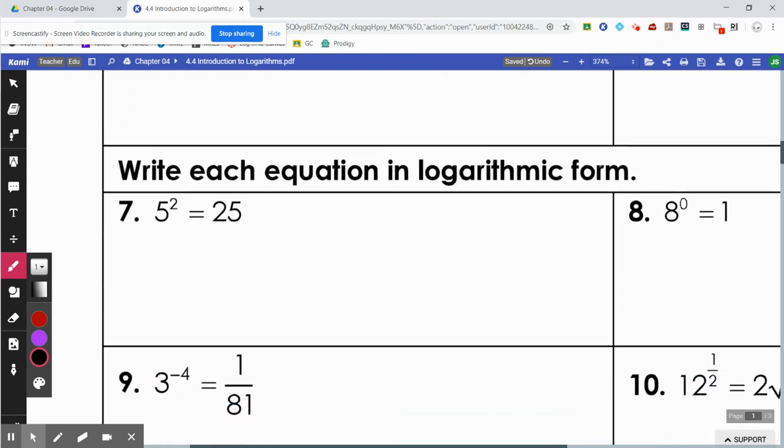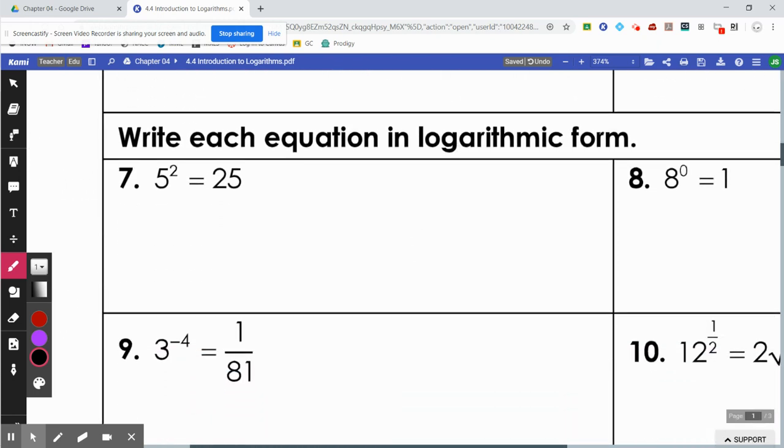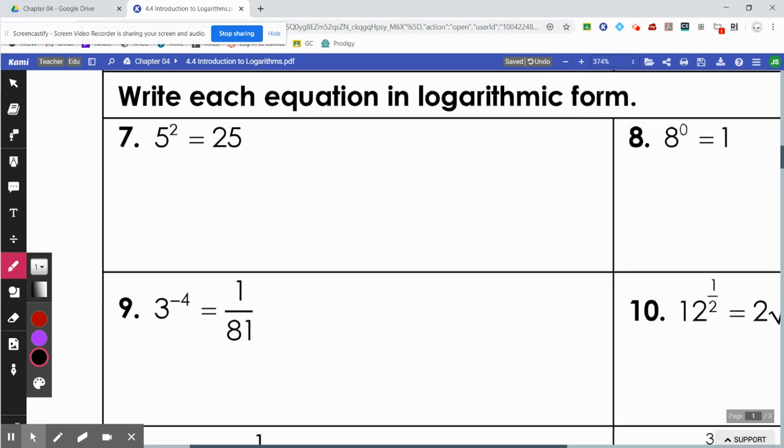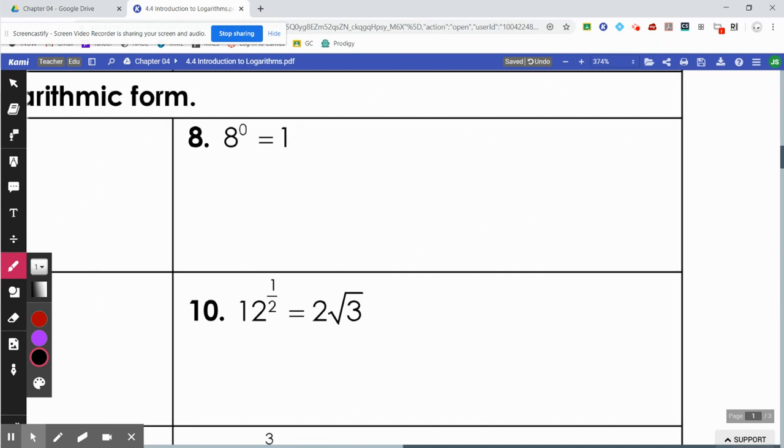Now let's do it the other direction. Write each equation in logarithmic form. So we're in exponential form here, so now let's write in logarithmic. The base of your exponent is also the base of your log. So we're going to do log base 5 of 25. So log base this of the number on the other side is equal to the exponent. The exponent's over here by itself. So you can go backwards and forwards. 5 to the second is 25 is how you'd rewrite that.